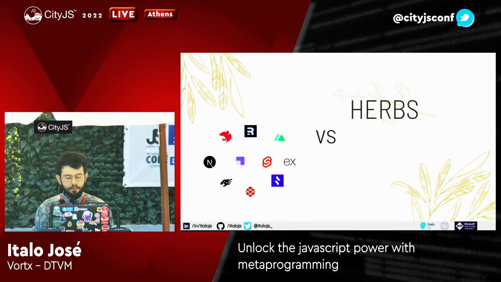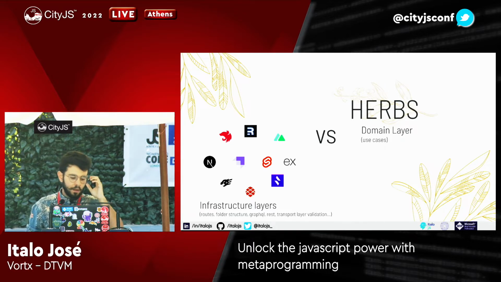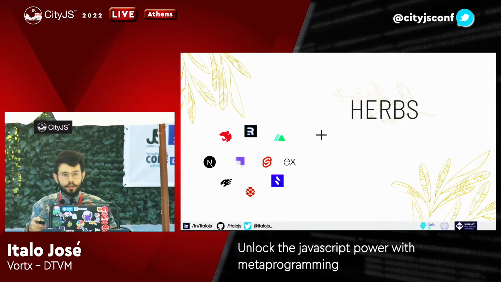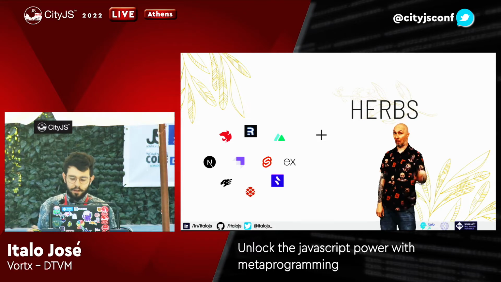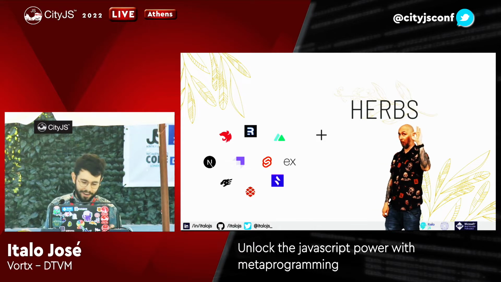Different from other frameworks that focus on the infrastructure layer, like Express, which focuses on the transport layer like REST, we have Apollo that focuses on the transport layer like GraphQL, and Knex that helps you with the data layer. We focus on the domain, on the business requirement. But don't worry, you can use everything together. You can use Herbs together with all the other frameworks.